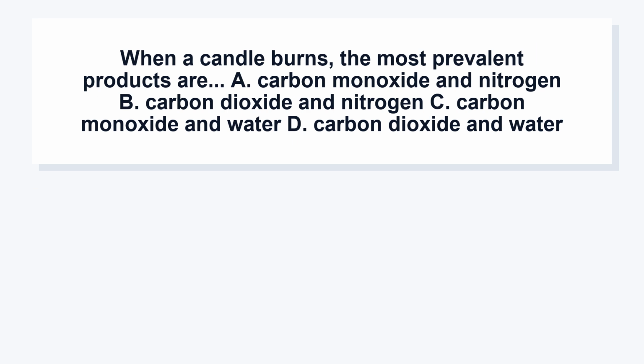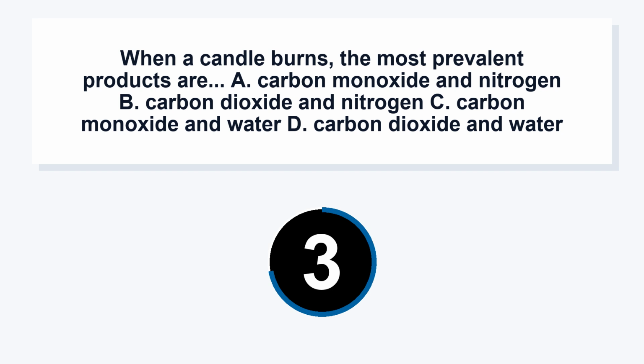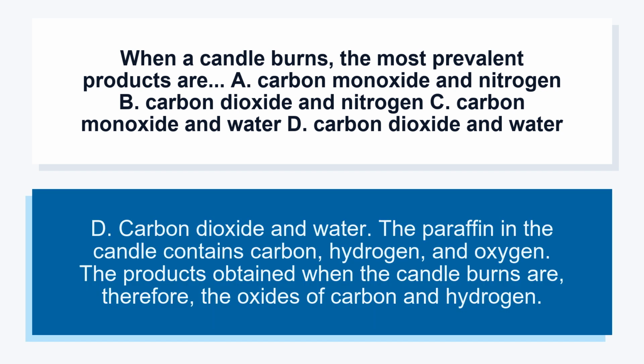When a candle burns, the most prevalent products are A. carbon monoxide and nitrogen. B. Carbon dioxide and nitrogen. C. Carbon monoxide and water. D. Carbon dioxide and water. D. Carbon dioxide and water. The paraffin in the candle contains carbon, hydrogen, and oxygen. The products obtained when the candle burns are, therefore, the oxides of carbon and hydrogen.